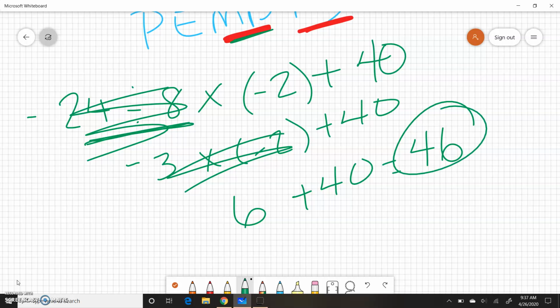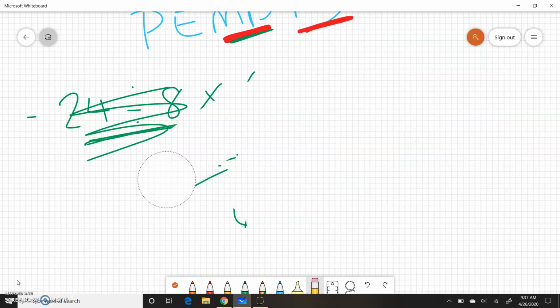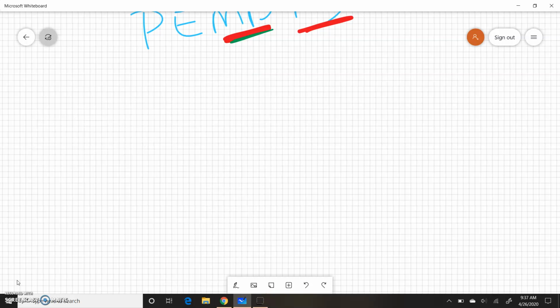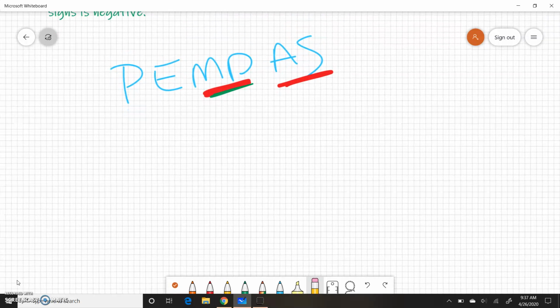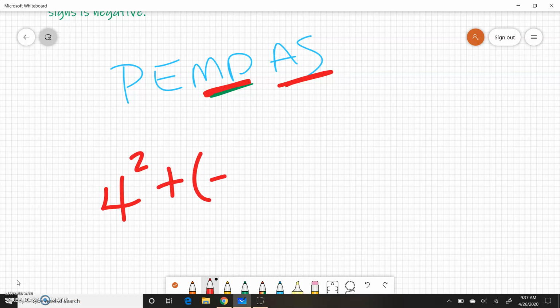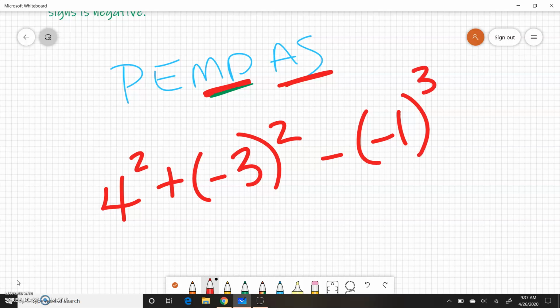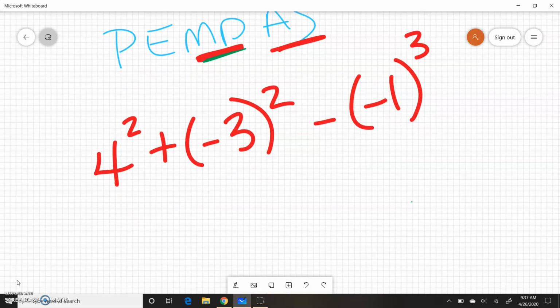Okay, I'm going to do one more example where you follow the order of operations. I'm going to leave my PEMDAS at the top. Let's see. We're going to do 4 squared plus -3 squared minus -1 cubed. All right. So first thing is parentheses, but once again, the parentheses don't really mean anything. It just shows you that they're negative.